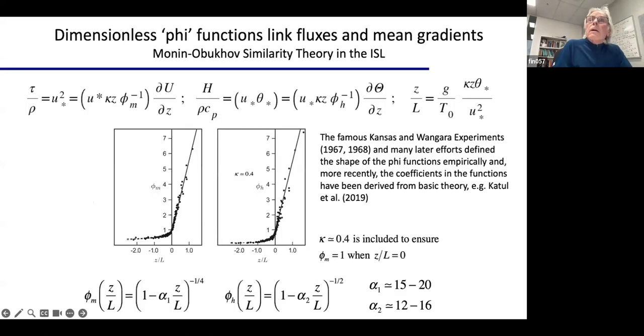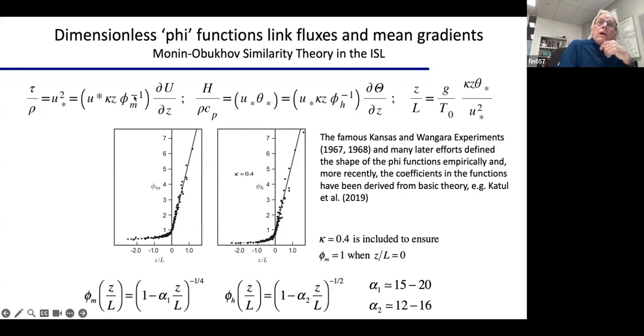So these dimensionless phi functions link the fluxes and the mean gradients, as I said. So if we look, for example, at the kinematic momentum flux, the friction on the ground divided by the density, or u star squared, we can group the terms as a diffusivity, u star kz, and 1 upon phi m, or the inverse of phi m, which is a function of stability.